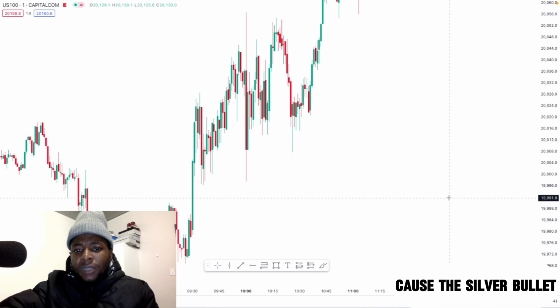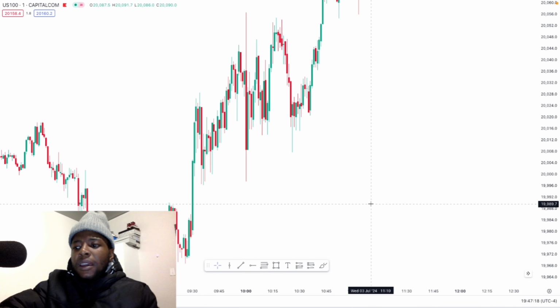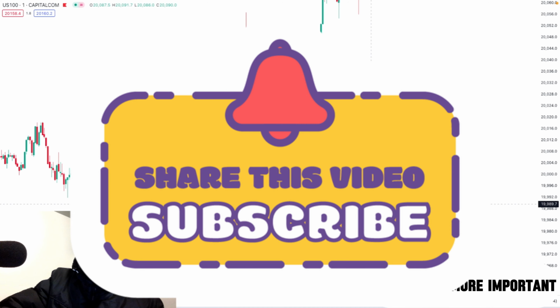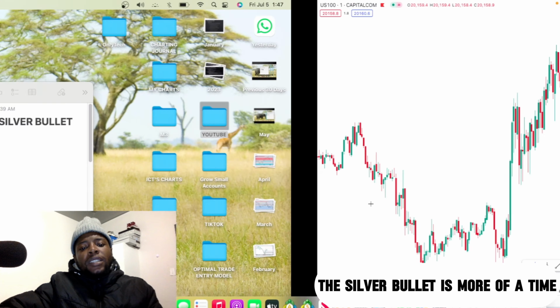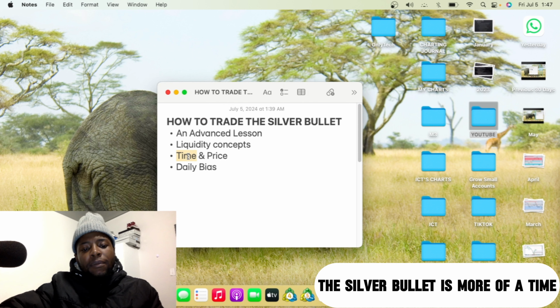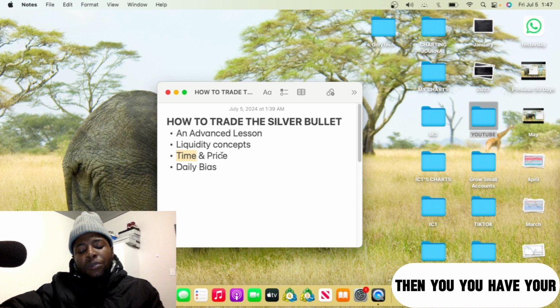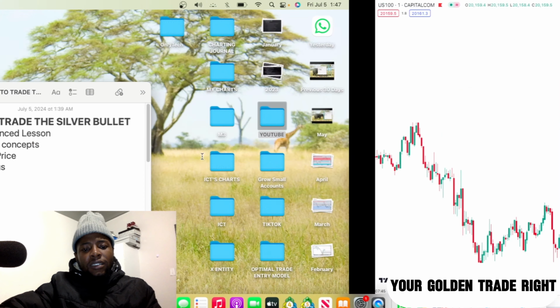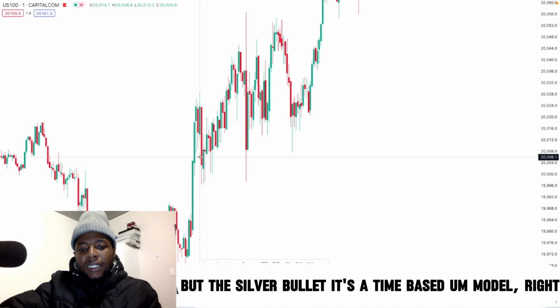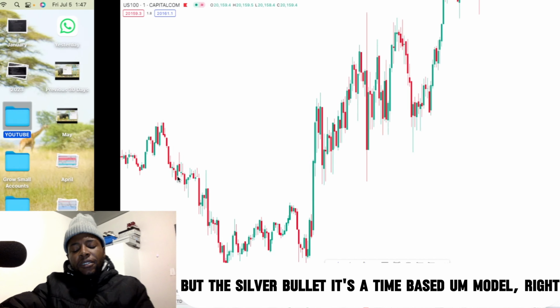Because the silver bullet, people think is just a fair value gap. Well, it is, but what's more important, fair value gap is just a price element, right? The silver bullet, it's more of a time. Obviously, when you combine time and price, then you have your golden trade, right? But the silver bullet, it's a time based model, right?